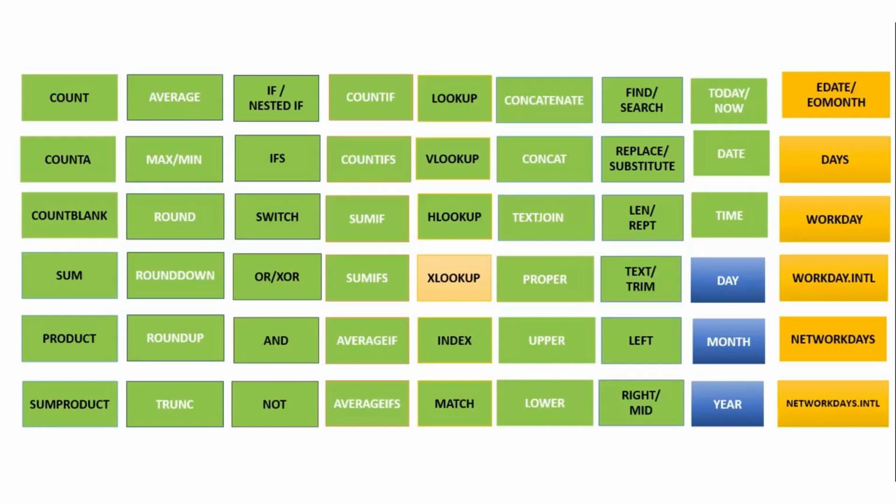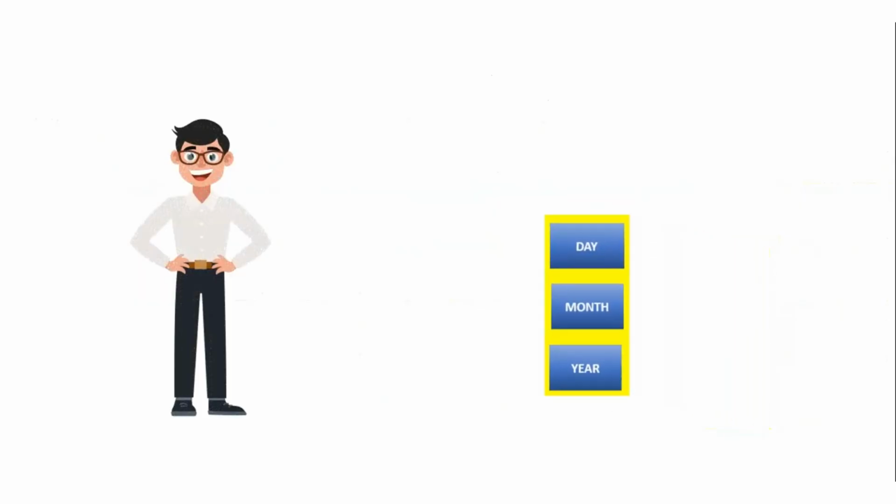In this session, we will cover a few more important date and time functions. In the list presented, the green colored functions are covered in our earlier sessions. You can refer to the Excel Functions series playlist for accessing the earlier sessions. The functions in the yellow box, which are day, month, and year, will be discussed in this session.